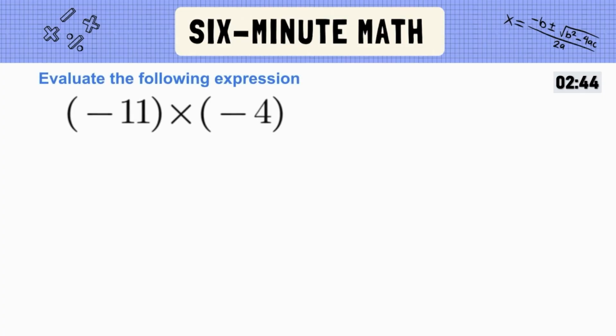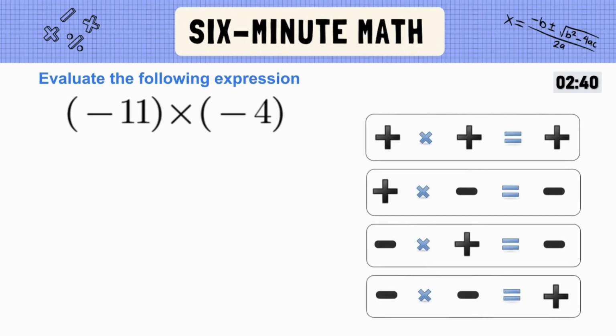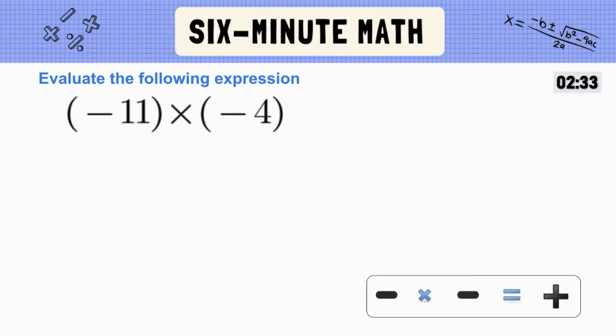How about if we evaluate -11 times -4? In this case, I have a negative times a negative. A negative times a negative will result in a positive number. And 11 times 4 is 44.